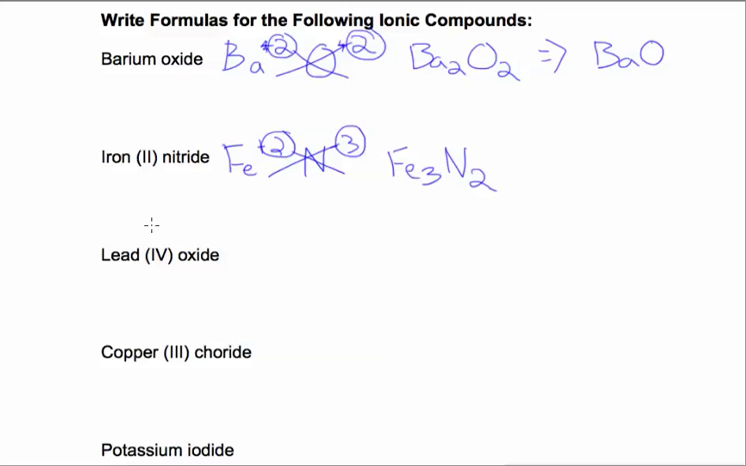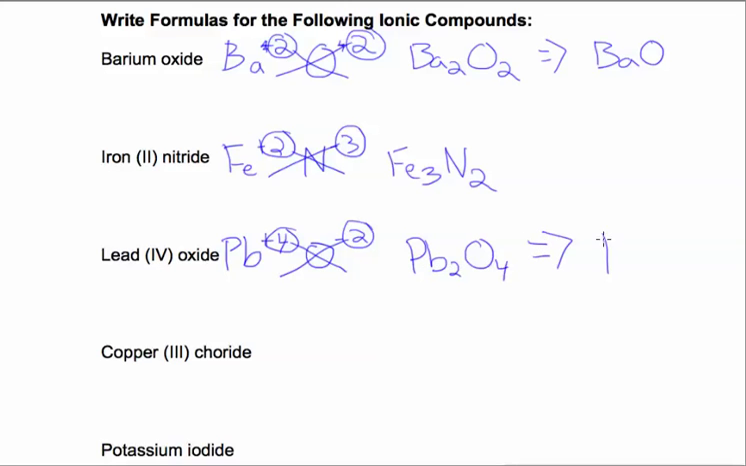Next we have lead(IV) oxide, so Pb +4. Lead is not in the D block, but remember tin and lead are your two exceptions. You have to tell their charge as well. So we drop the positive and negative and swap the numbers. We get Pb2O4. Now that has to be reduced. They can both be divided by 2 to give you PbO2.